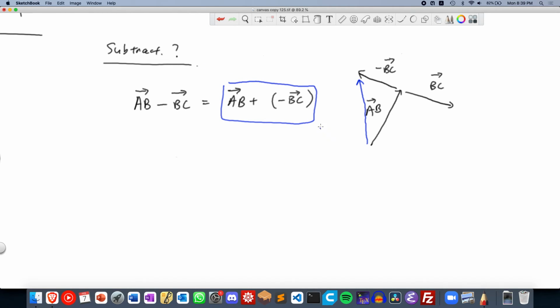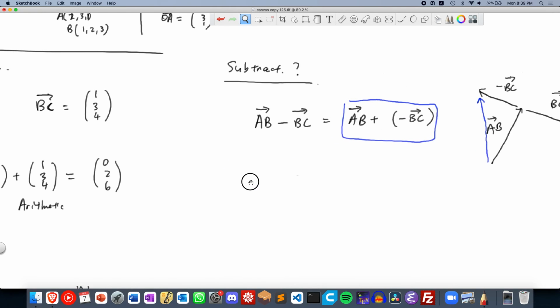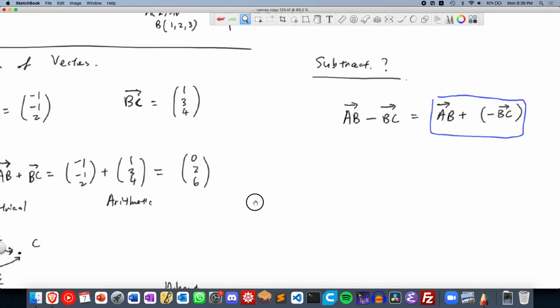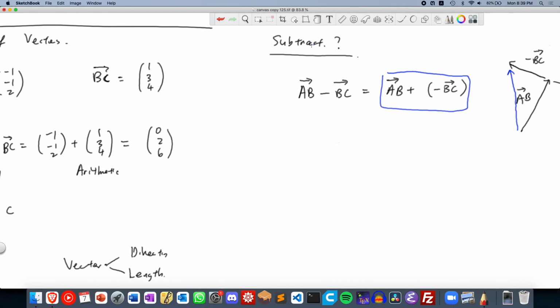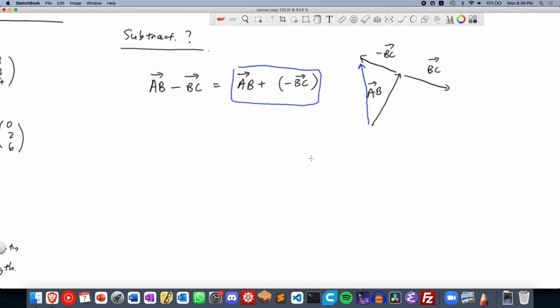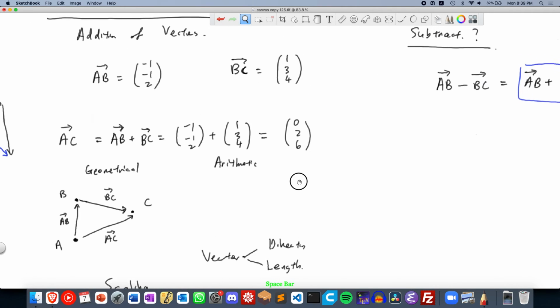So once we define the scaling of a vector, and once we understand what it means to invert a vector by multiplying it by -1 to flip it around, then we can do subtraction of vectors. So subtraction is actually nothing special. It's just addition plus scaling. So it's just addition, but one of them we need to scale by -1.